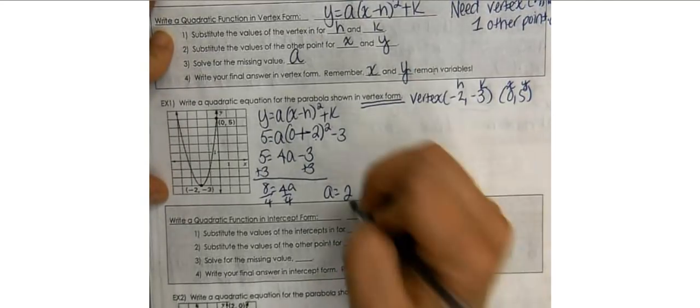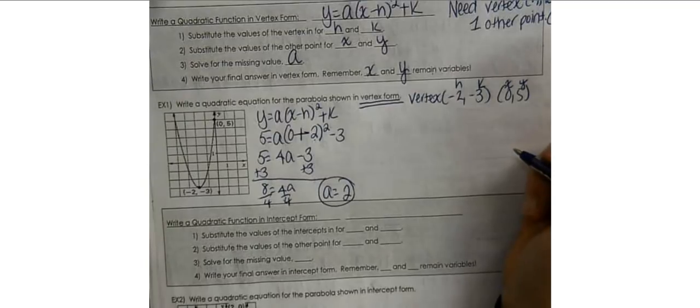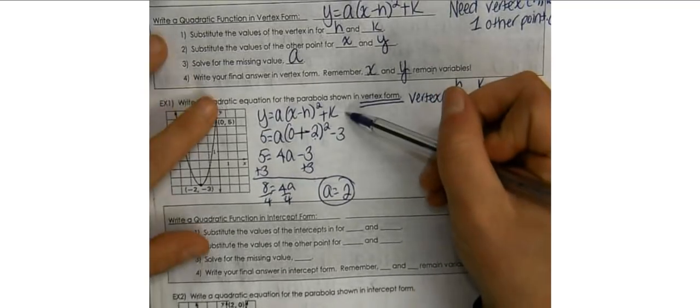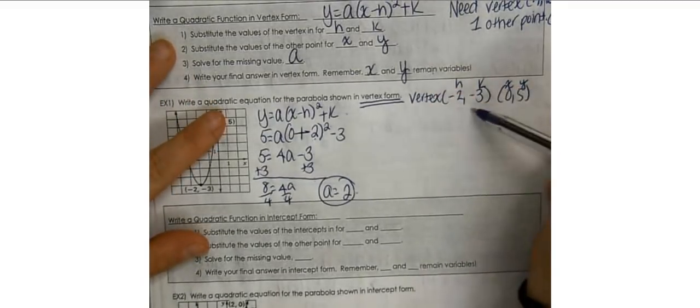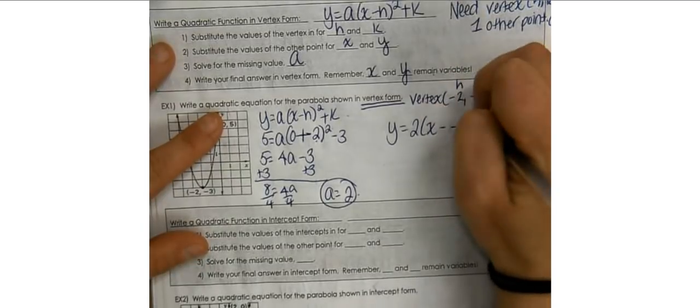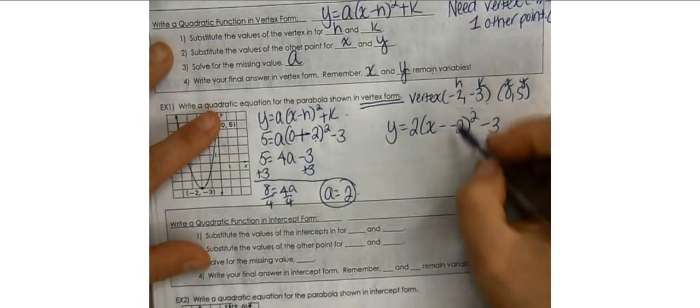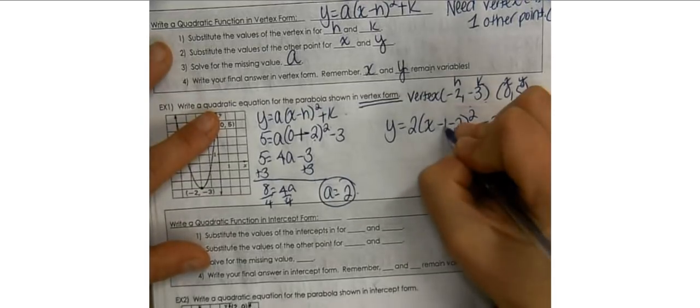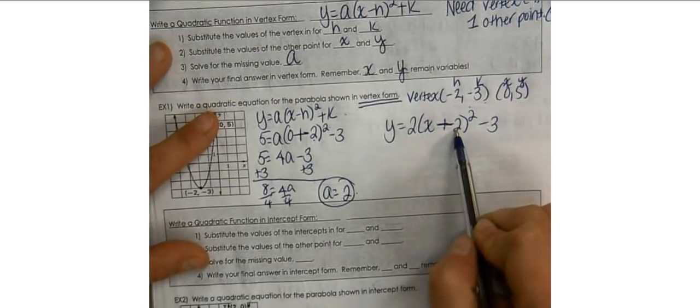So now that I know that a is equal to 2, I can rewrite my function in the vertex form using just a, h, and k. So this is going to be y equals 2 times x minus -2 squared minus 3. Cleaning up my minus -2, I'm going to change that to x plus 2. And that is my equation. Y equals 2 times x plus 2 squared minus 3. All right, so that was vertex form.